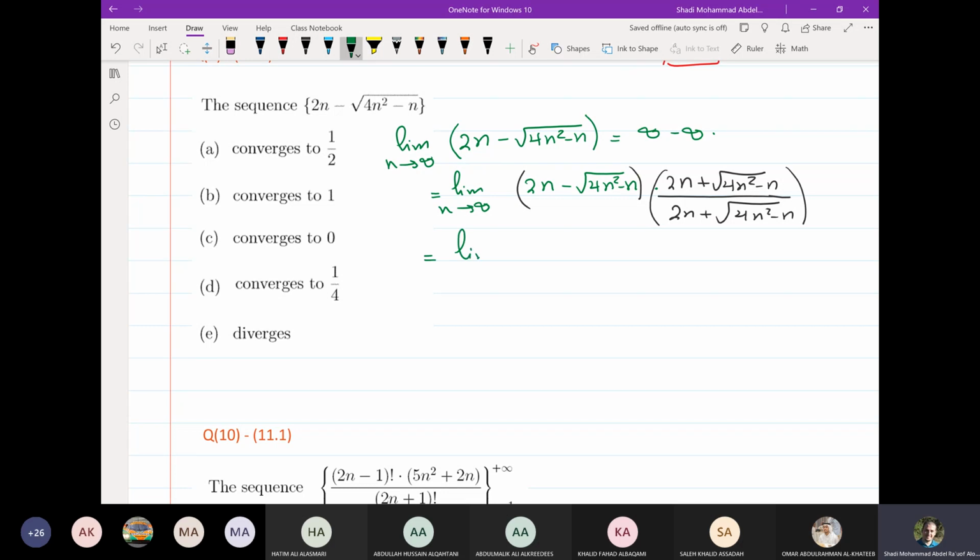So the question becomes limit as n goes to infinity for what? Any number times its conjugate will give you what? First square minus second square. So it will be 4n square minus, yes.